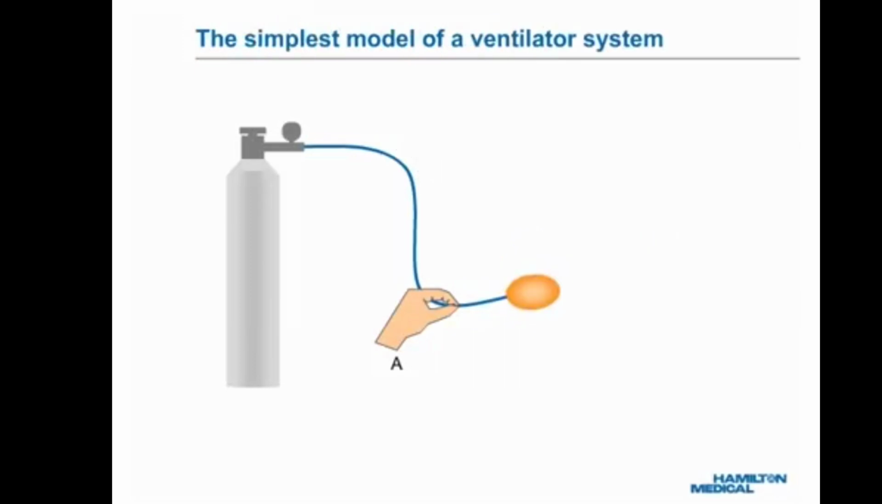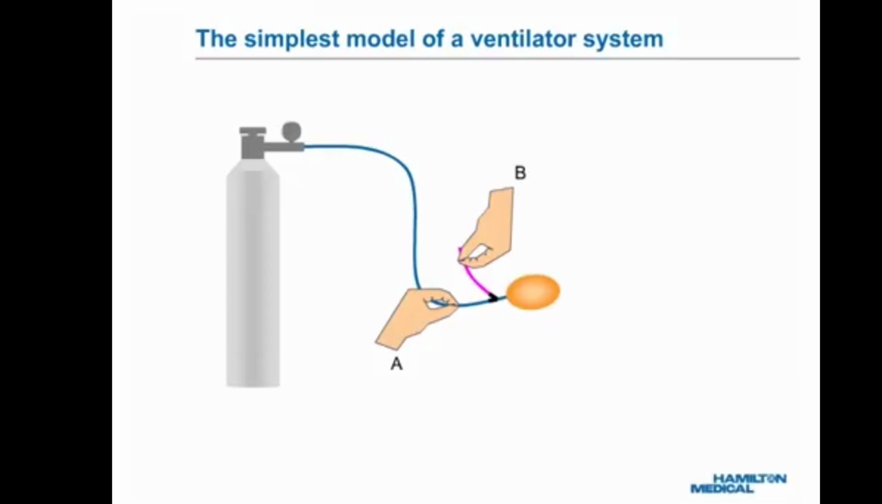Now let's add three more elements: second tube, shown in pink, Y piece, and second controlling hand, B. After the balloon inflation system is modified as shown, can you see that we have built a very simple but fully functioning model of an IPPV ventilator system?